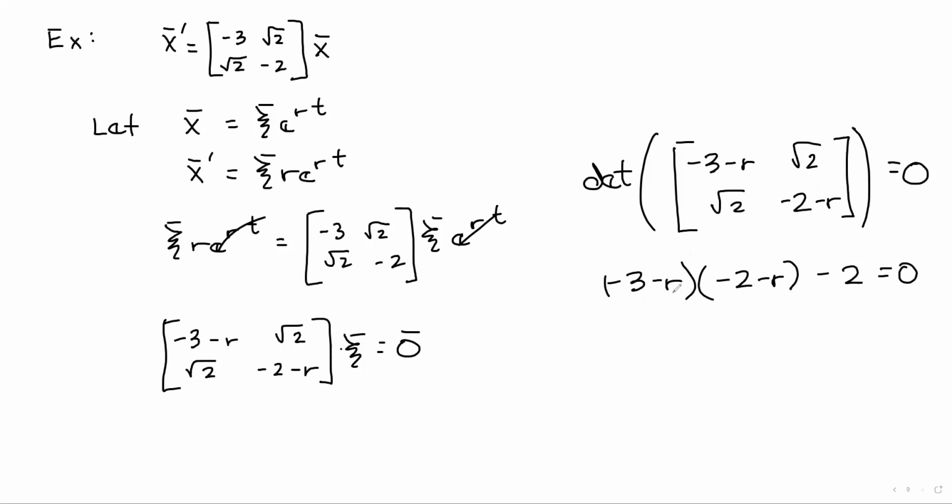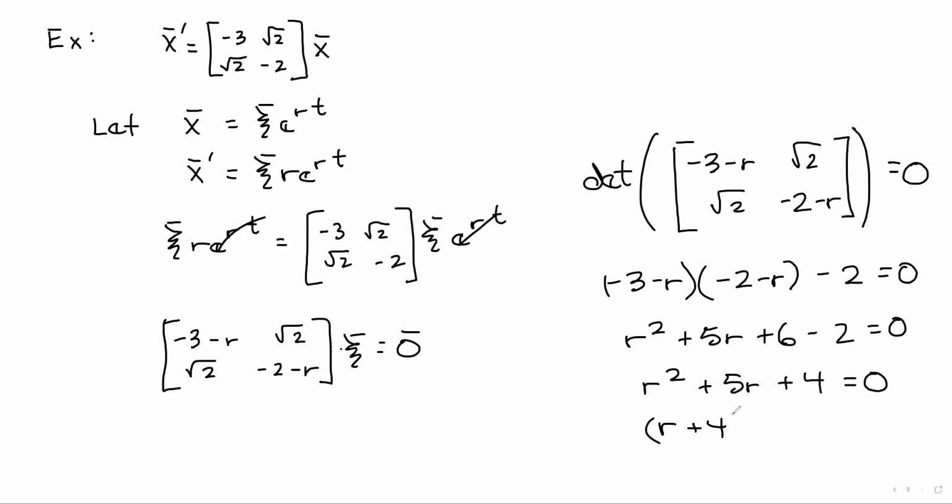What have we got here? This is going to be r squared. We've got 2r, 3r, we're going to have plus 5r, plus 6, minus 2 equals 0. So we're going to have r squared plus 5r plus 4 equals 0. That's r plus 4, r plus 1 equals 0. We get r equals negative 4 and negative 1. All right, now we need to go through and find our eigenvectors. So find our xi.